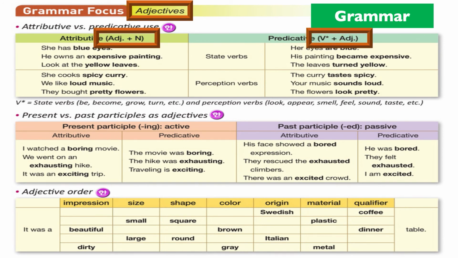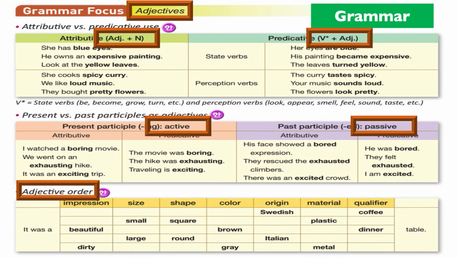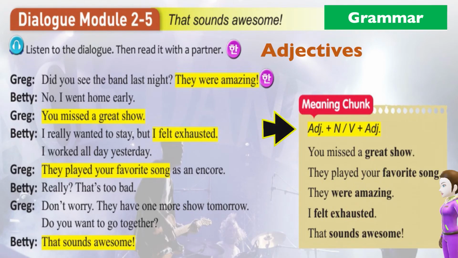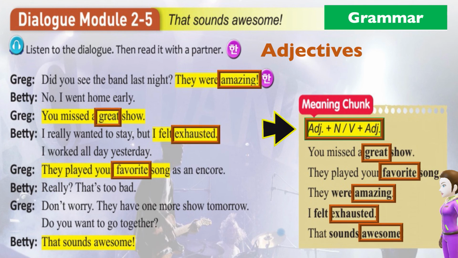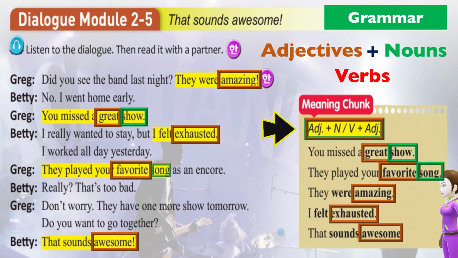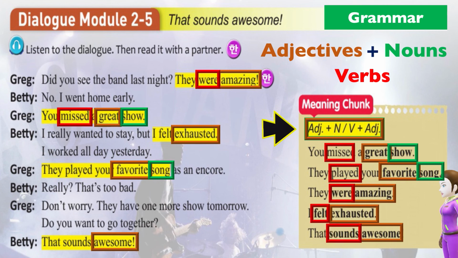So notice the adjectives here. They are using the adjectives, and try to notice the pattern, the sentence structure too. So here we've got our adjectives. It says adjective plus noun or verb plus adjective. Adjective plus noun, the adjective is attributive. Verb adjective, the adjective is predicative. Here we've highlighted the adjectives in orange, and here are the nouns in green, and the main verbs in these sentences with the adjectives are highlighted in red for you.